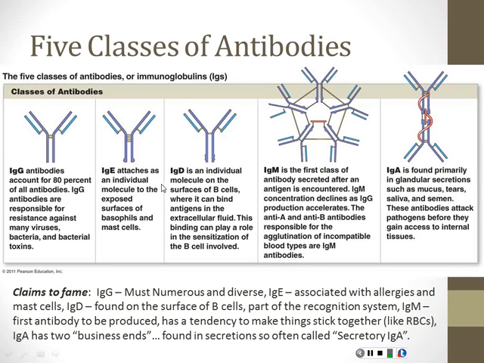So it's G, E, D, M, and A. All right, so the first one, IgG. Most numerous and diverse. Most of the antibodies circulating in your body right now are IgG antibodies. And IgG can be active against viruses, bacteria, toxins, just about anything. So most numerous and most diverse.